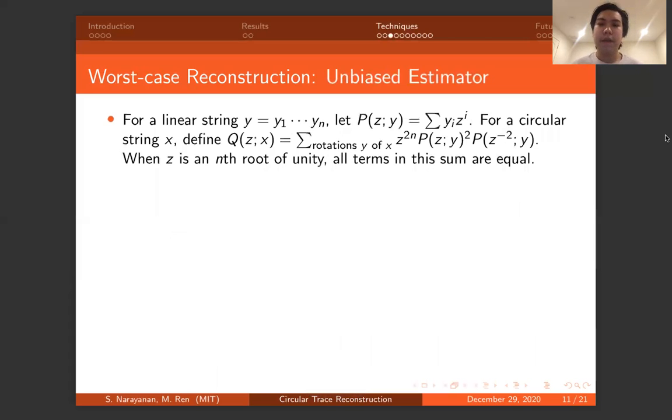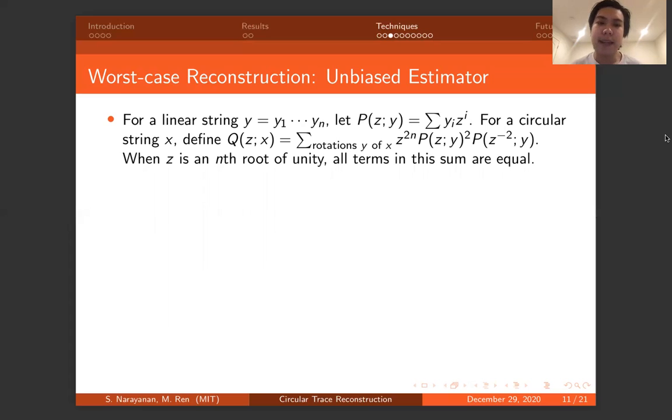For the unbiased estimator, first let me define the polynomial q. For linear strings y, we can define the polynomial p(z, y), where we just write the bits into the coefficients. So it'll be a degree n polynomial where the coefficients are y_1 through y_n. Then for every circular string x, we define q(z, x) to be the sum of this expression over all rotations y of x, by which we mean the linear strings resulting from starting at each bit in x. So we're summing z to the 2n times p(z, y) squared times p(1/z, y) squared over all rotations y of x.